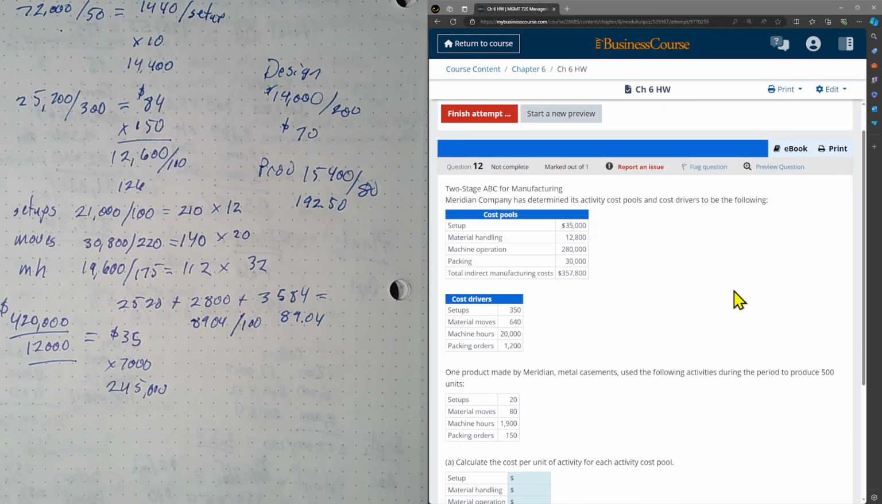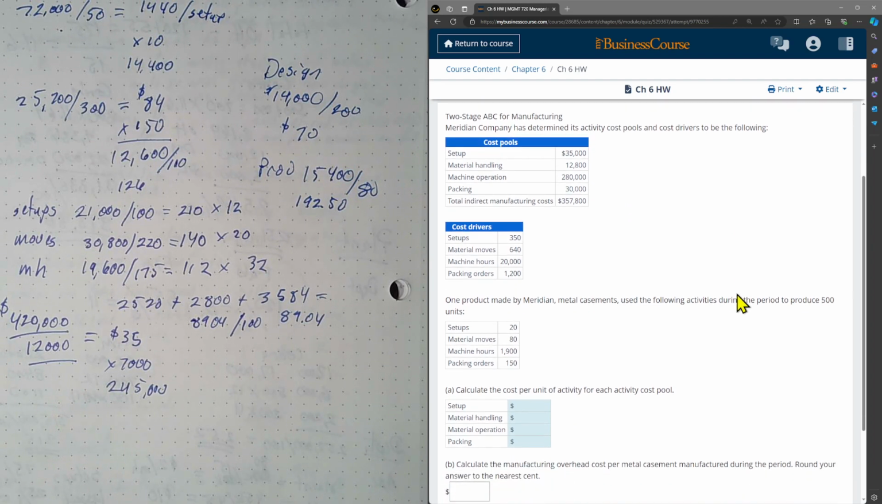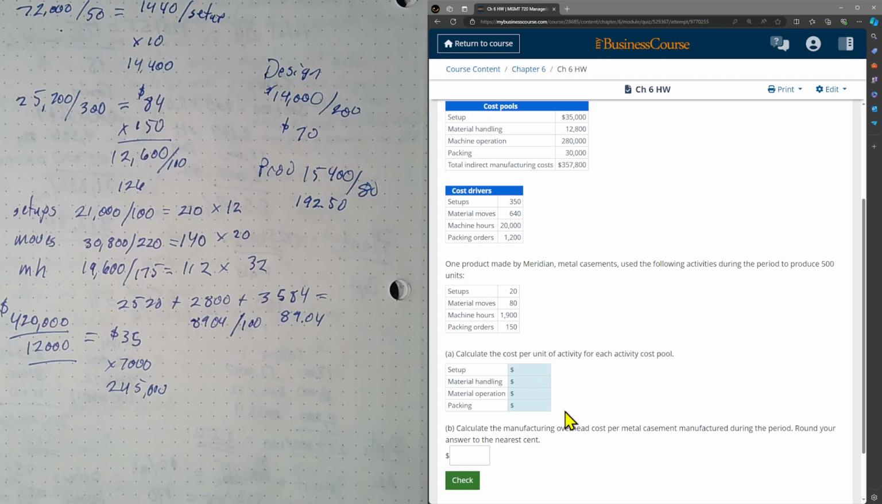Number 12, two-stage ABC. I don't know why they even call it two-stage. It's just ABC. Meridian has determined its activity cost pools and cost drivers to be the following. So we have the dollar amounts, and we have the activity by cost driver. One product made by Meridian, metal casements, uses the following activities. So they had this many. Calculate the cost per unit of activity for each cost pool. So this is kind of step-by-step.